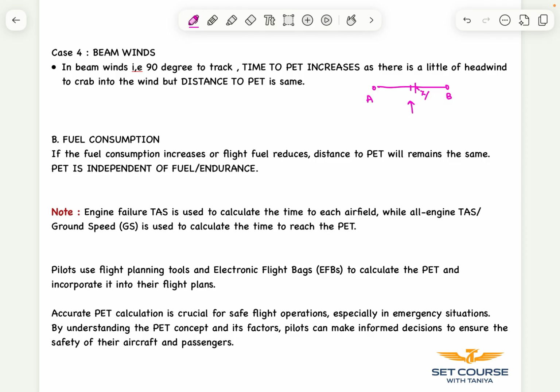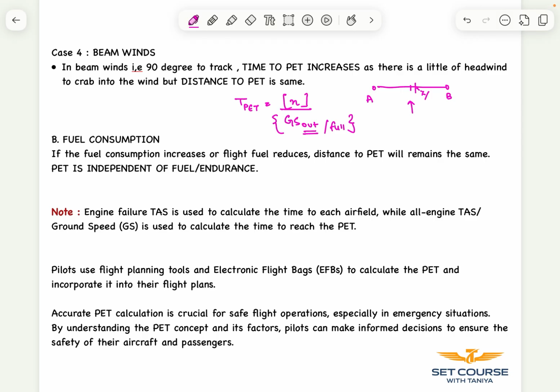So remember the very first formula that we discussed, formula number 2, which said that the time to reach PET is x upon ground speed out, or the ground speed full. So this is going to alter as we are catering for the winds, but our distance to PET is going to remain the same.